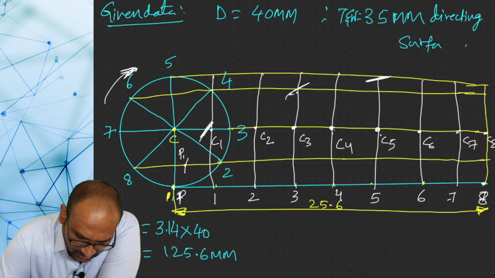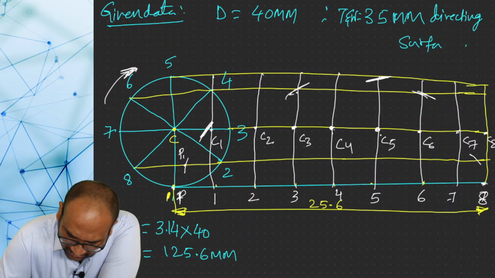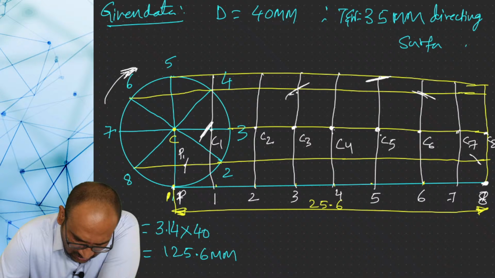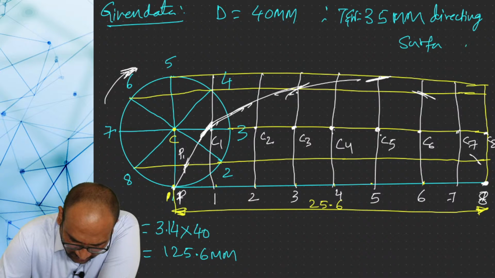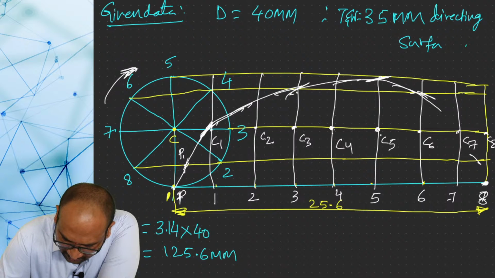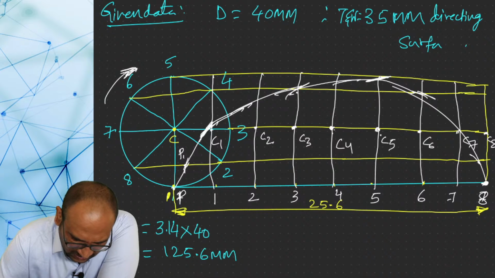This is the half revolution. Similarly, C6 center you draw an arc on the sixth line, C7 center you draw an arc on the seventh line, and C8 center you draw an arc on the eighth line. It will come here. Now with the help of free hand you join P1, P2, P3, P4, P5, P6, P7, P8, and finally it will come like this.